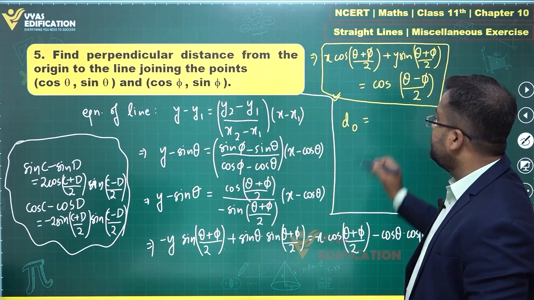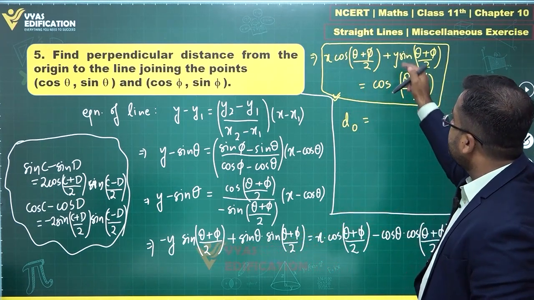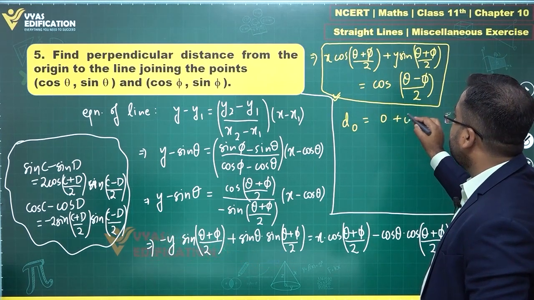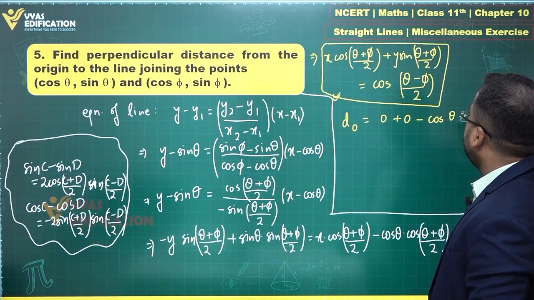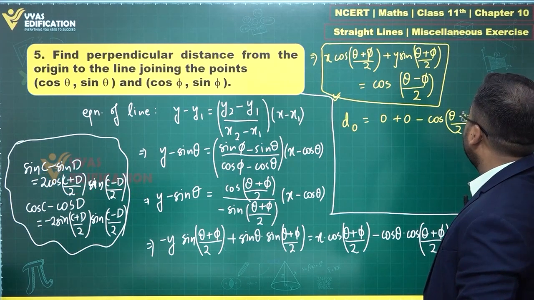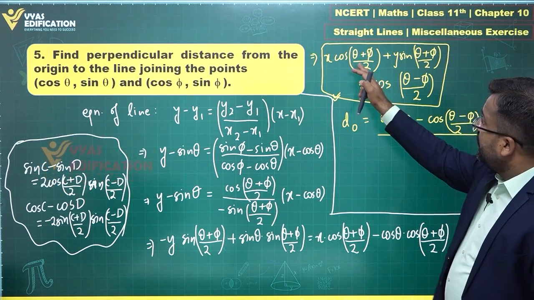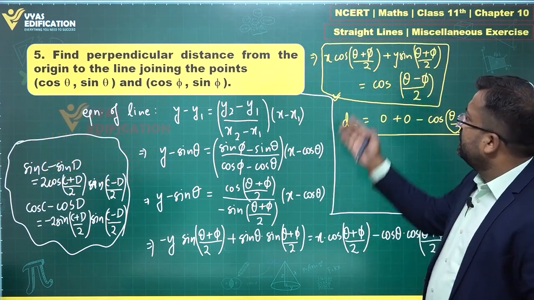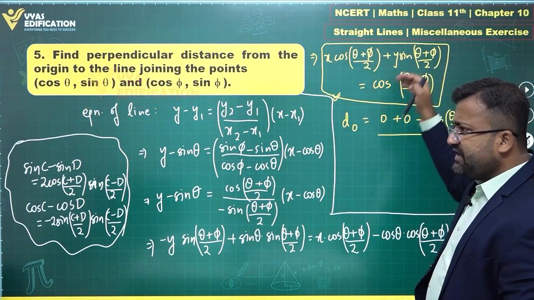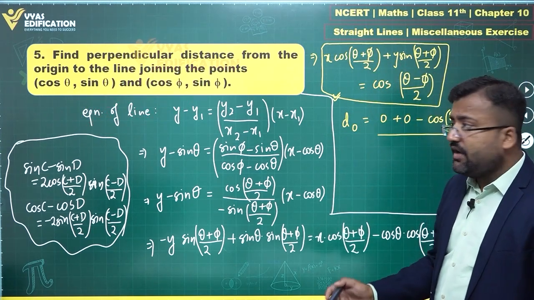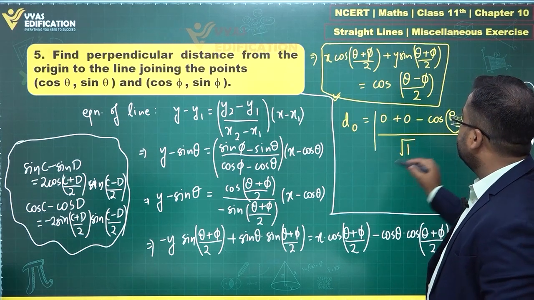So the distance from the origin will be equal to, you substitute 0, 0, so 0 plus 0 minus cos of (theta minus phi) by 2, and in the denominator you have this square plus this square under root. Cos of some angle and sine of the same angle, squared and added, will give me 1, and this is what you get.